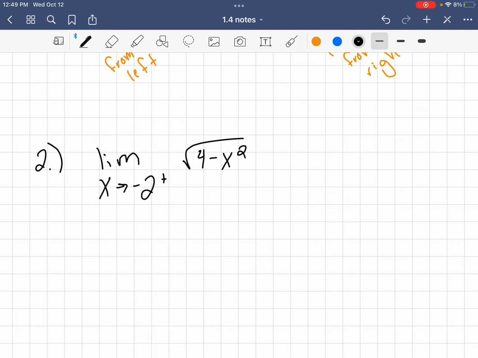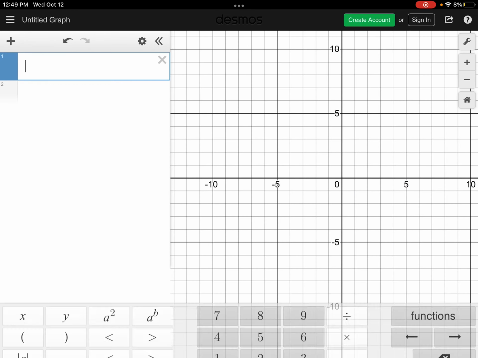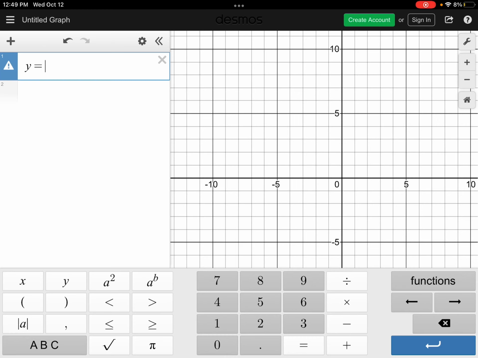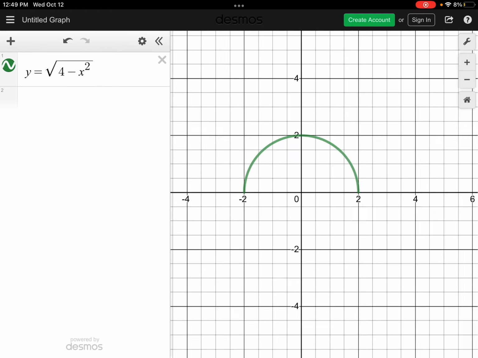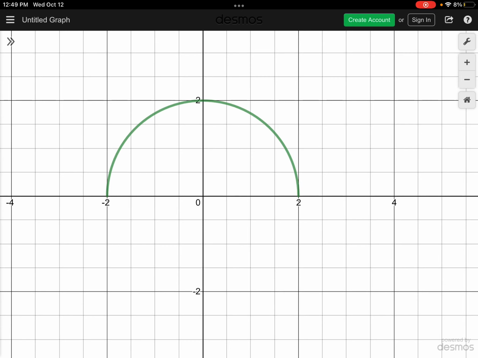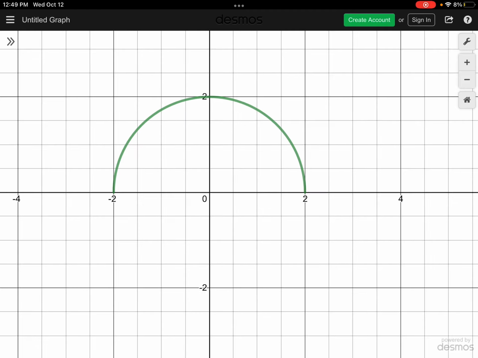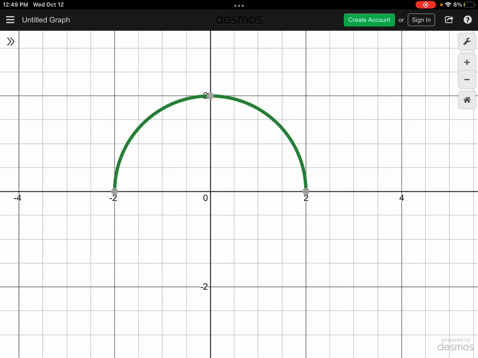Okay. So first of all, I could possibly direct substitute, like maybe try putting a -2 into there, but I'm going to look at the graph first. Square root of 4 minus x squared. Isn't that pretty? Nice little half circle. So we want to approach -2 from the right. Because first of all, I can't approach it from the left, right? There's nothing on the left side of this. So I can only approach this from the right.